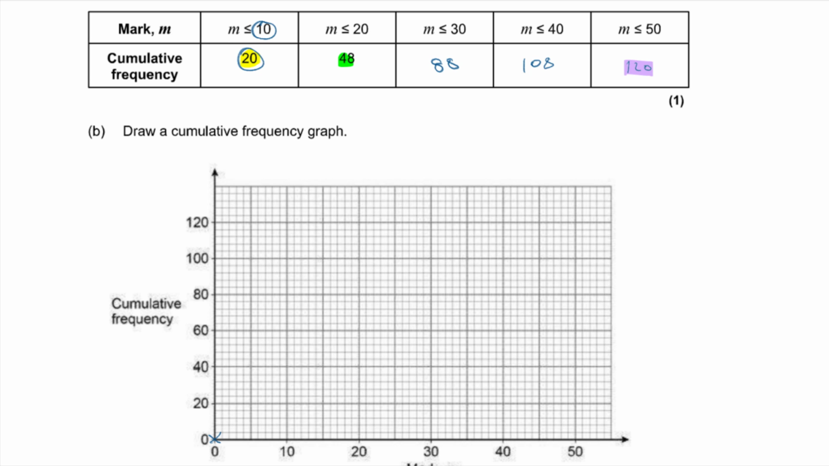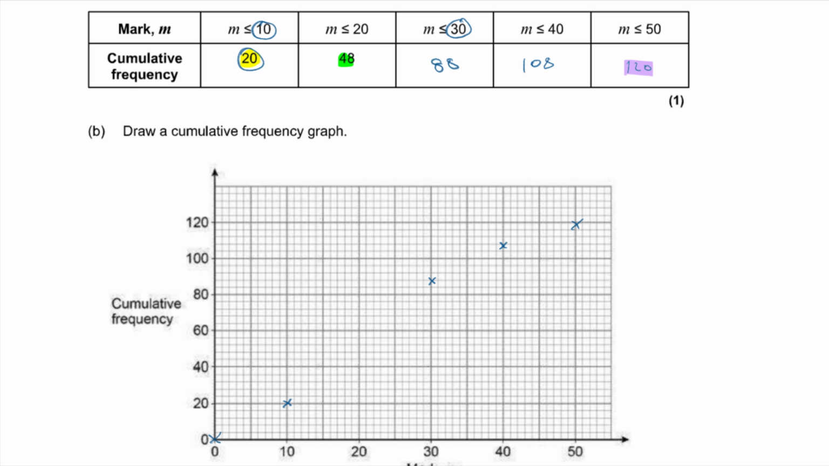And my next point is going to be the upper class bound versus the cumulative frequency. So I'm going to do 10 versus 20. So 10 along, 20 up is there. My next one, upper class bound against cumulative frequency, so 30 and 88. Now this scale, 5 boxes spans 20 units, so each little box is going to be 4, isn't it? So 88 is going to be 2 little boxes above 80, it's going to be there. 108, again that's going to be 2 little boxes above 100, and 120, that's up there. That wasn't too hard to plot.